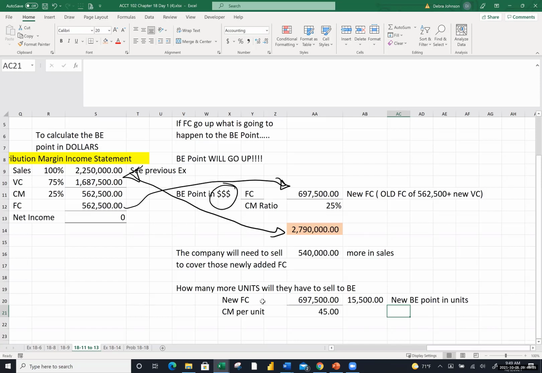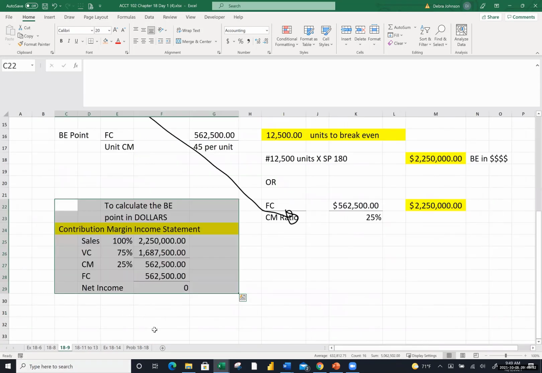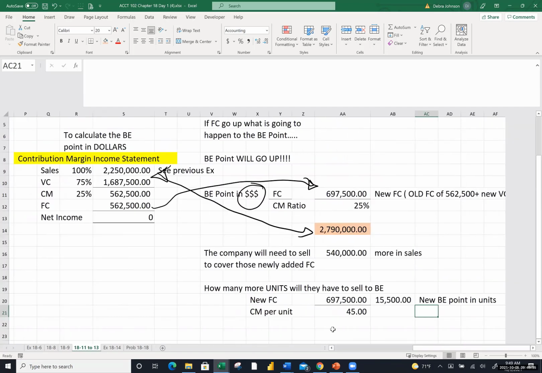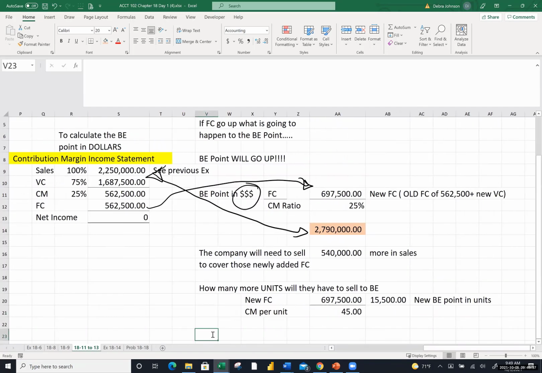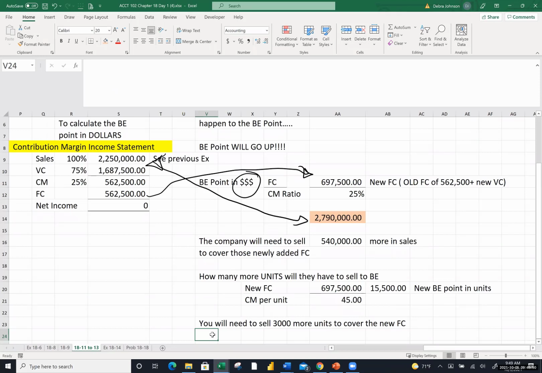So if you look at the old units and the new units, that's how many more units you would have to sell. I think the old one, if we went back, was 12,500. So another way of looking at that, you would have to sell 3,000 more units to cover the new fixed costs. So lots of information going on, and also lots of alternative ways to solve these as well.